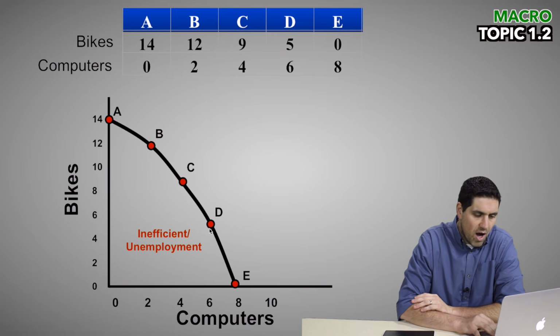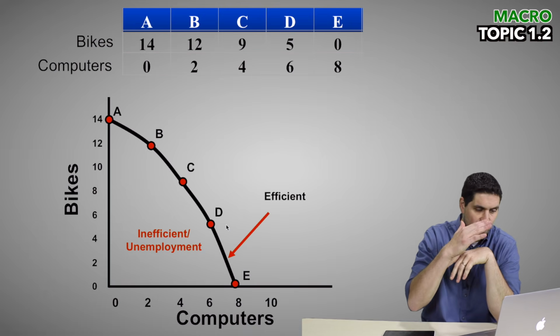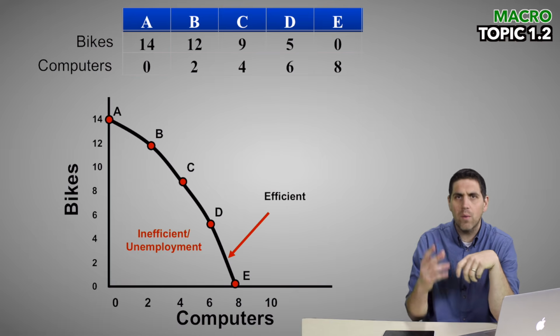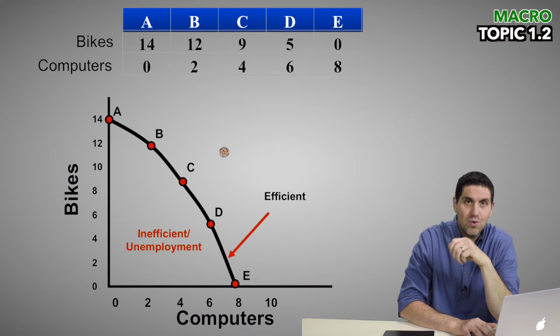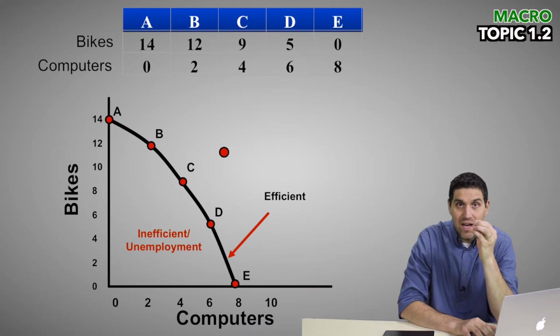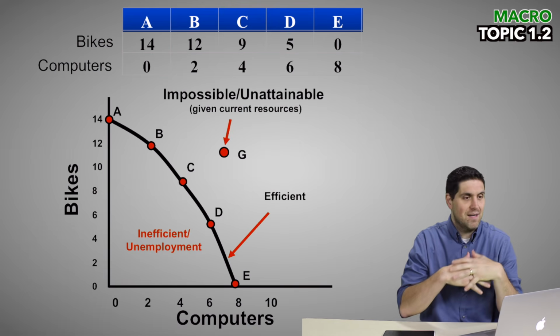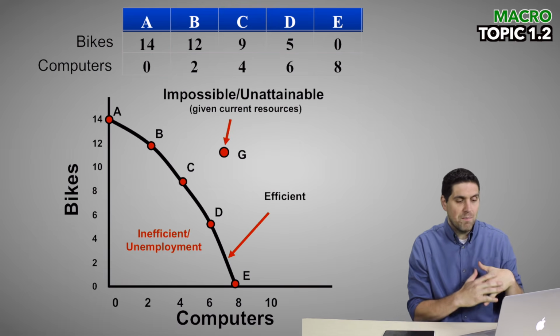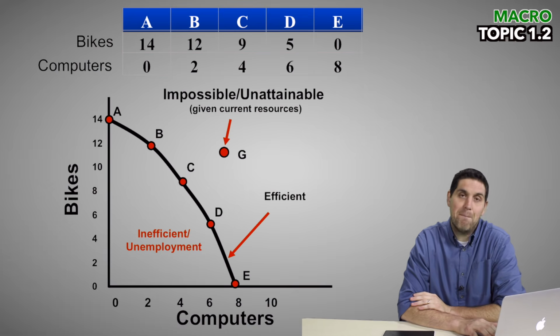If we're producing any point on the curve, then we're actually producing what's efficient. Right? We're using all of our resources, all of our workers, all of our factors of production to produce this stuff. And outside the curve, you can't produce that quantity. There's just not enough resources, right? So if there was more technology and better resources, we could produce out there in the future. But for right now, for whatever reason, we cannot produce right here at point G.